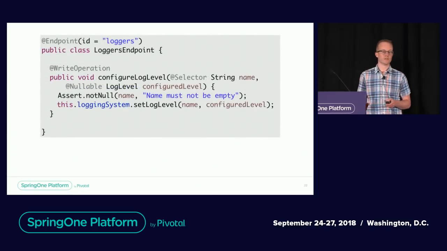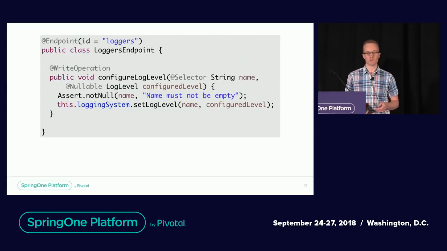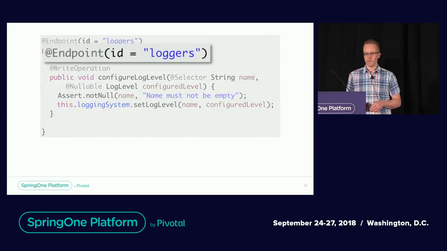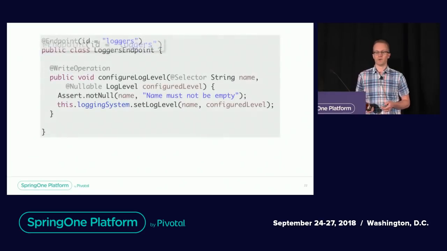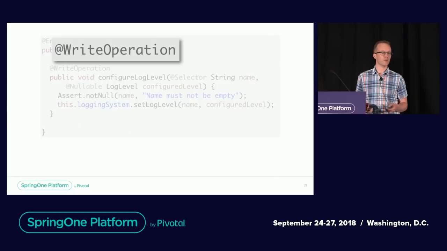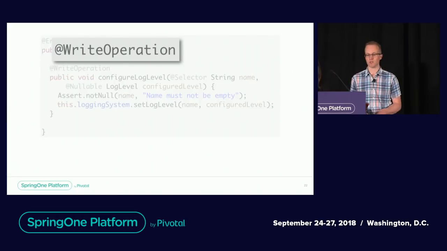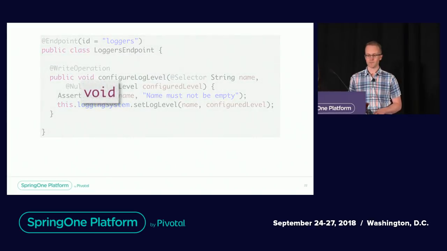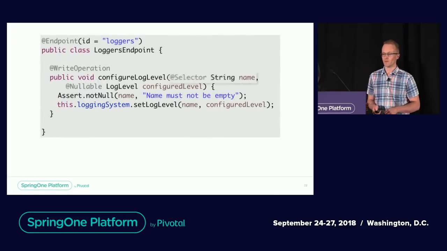Switching now to the loggers endpoint. The loggers endpoint has a write operation. This is the endpoint that was used when Madhura changed the log level in the Apps Manager demo. Again, very similar: endpoint annotation, ID. This time it's the loggers endpoint. We have a write operation this time. This is how you pass information into the actuator and ask it to make a change for you. We're returning void again, so that'll get mapped to an HTTP 204, assuming the request is successful.